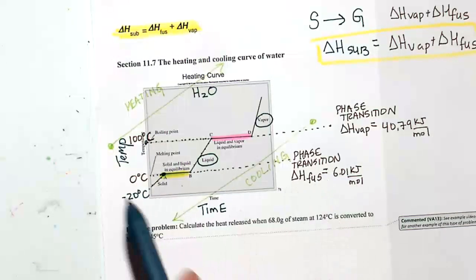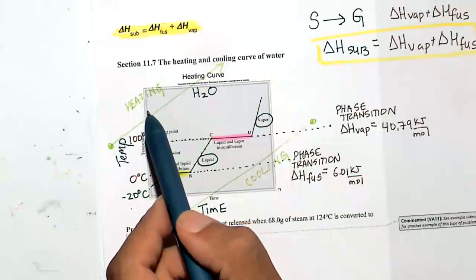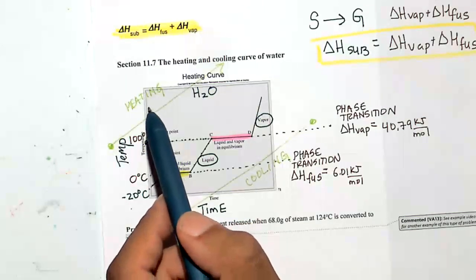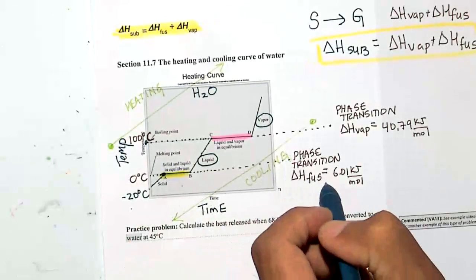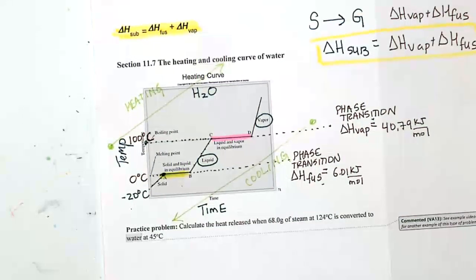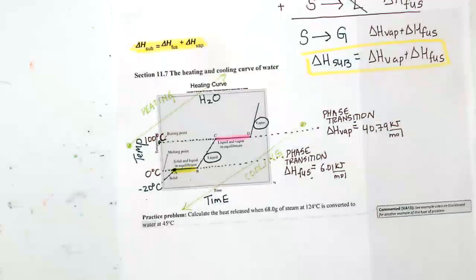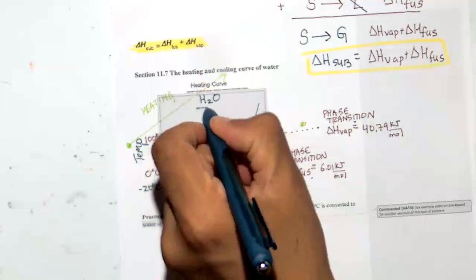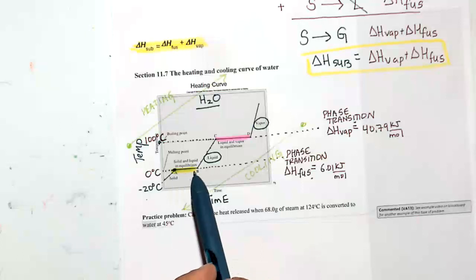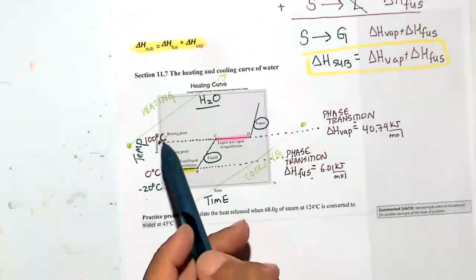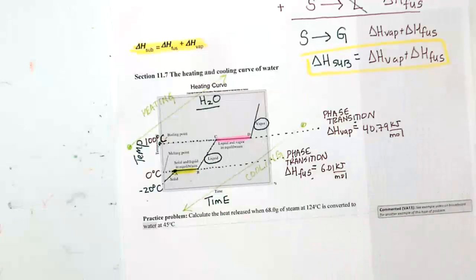So you have to overcome 2 transition states if you want to go from minus 20 to 120. What are the two phase transitions you must overcome? Fusion and vaporization. So that is a heating cooling curve, but this one is water. Water is pretty easy because we know at 0 degrees we have a phase transition to overcome, and at 100 degrees you have a phase transition that you must overcome.